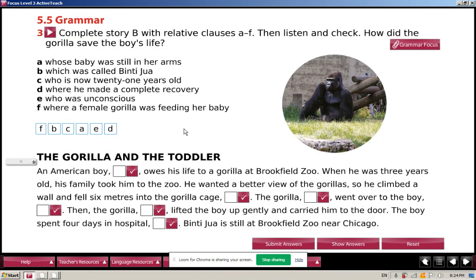The Gorilla and the Toddler. An American boy owes his life to a gorilla at Brookfield Zoo. When he was 3 years old, his family took him to the zoo. He wanted a better view of the gorillas, so he climbed a wall and fell 6 meters into the gorilla cage. The gorilla went over to the boy. Then the gorilla lifted the boy up gently and carried him to the door. The boy spent 4 days in hospital. Binti Jua is still at Brookfield Zoo near Chicago.